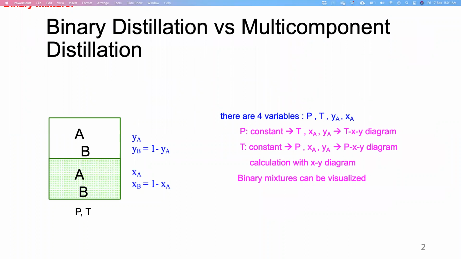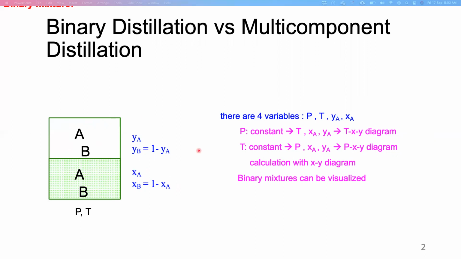Okay, so let's have a look at binary distillation first, just to recall what happened in binary distillation. In binary distillation, we have a vapor phase and a liquid phase. In the liquid phase, there is a component A and a component B, and the mole fraction of the liquid is called XA, and XB is the mole fraction of B, which is equal to 1 minus XA. In the vapor phase, we have the mole fraction of A in the vapor, which is YA, and also YB, which is 1 minus YA, okay?